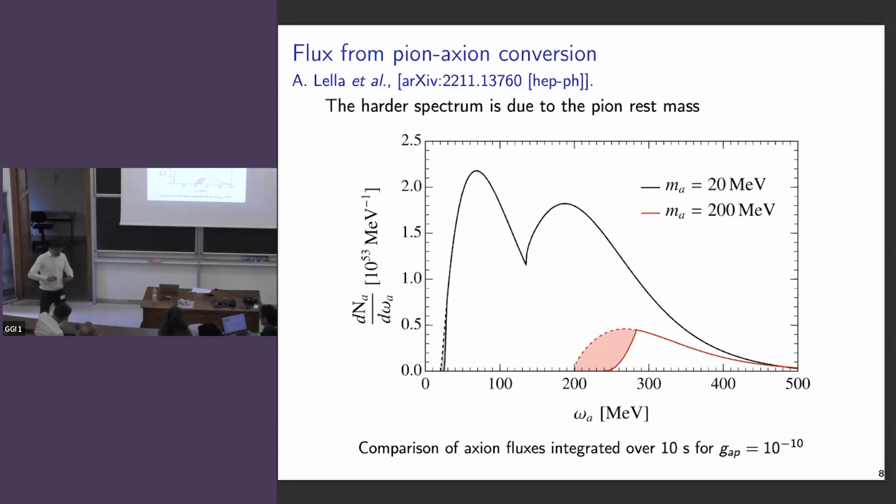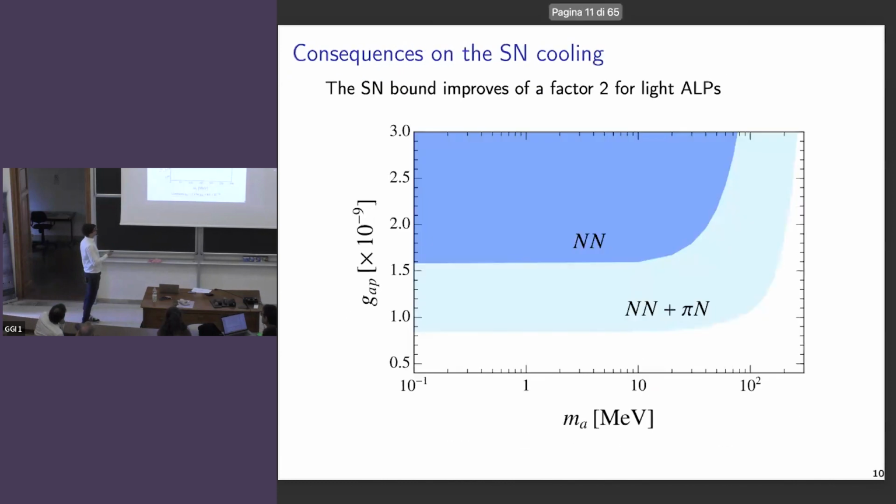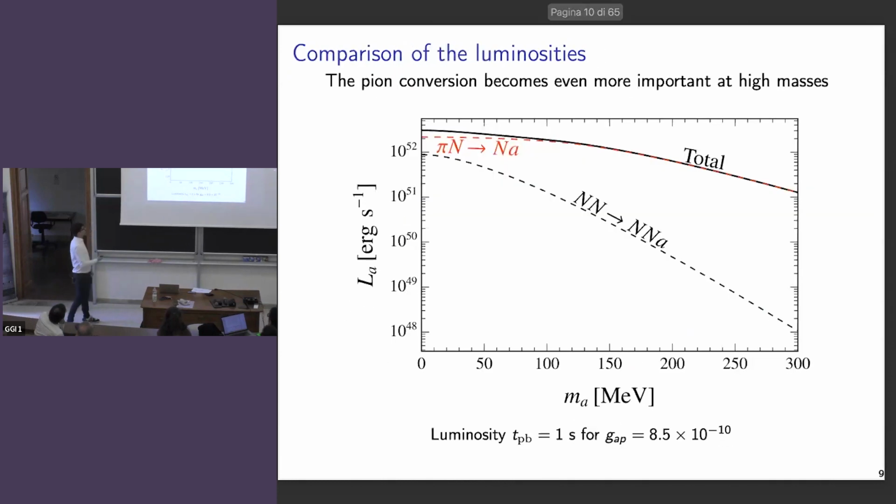Indeed, they need to have a large kinetic energy in order to escape the gravitational potential, and so this is what we can actually see at large distance from the supernova. So now, in order to constrain the parameter space, one has to compute the axion luminosity, as I said before.